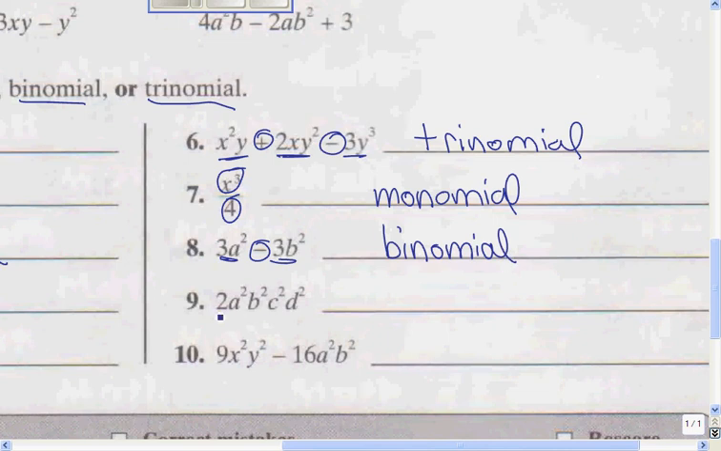Here we've got, although we have 1, 2, 3, 4, 5 numerals and letters, none of them are separated by an addition or subtraction sign, so this is considered a monomial. Here we've got two terms separated by a subtraction sign, considered a binomial.